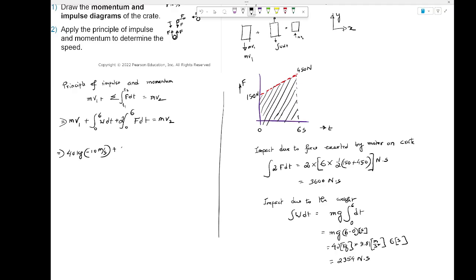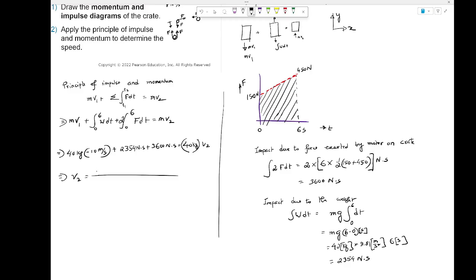So one is 2354 Newton second, plus another one is 3600 Newton second. And I have again 40 kg here, right? And then I have this V2 that I'm trying to find. So then all you have to do is just do the math, rearrange things, right?